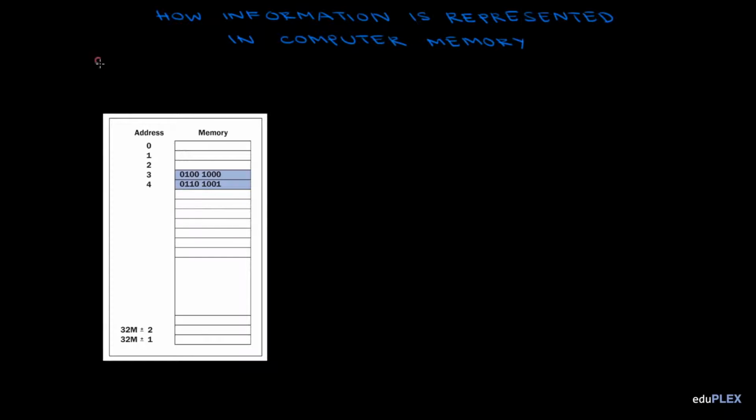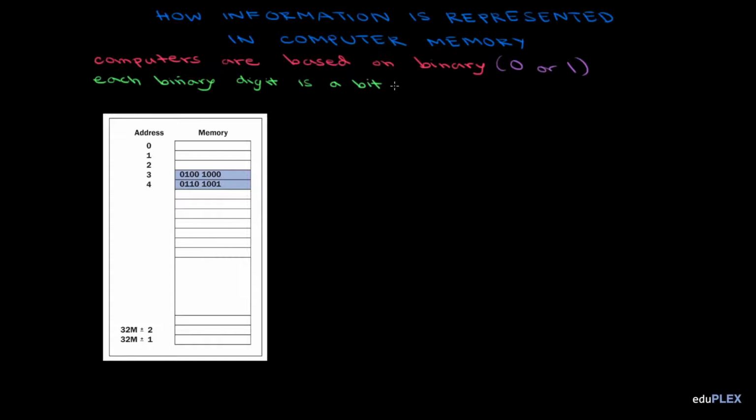We've talked about how computers are based on binary, the base 2 number system, which consists of either 0 or 1, and the reason for that is because computers are based on electric circuits, and electricity has two states, off or on. Each binary digit is a bit, meaning it's one place that can either be off or on, so 0 or 1. One single bit is the smallest unit of information processed by a computer.